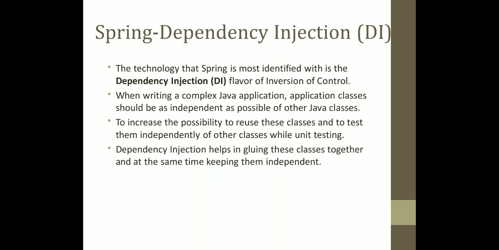Okay, so in development of Java application, it is important to keep the application classes independent as much as possible of other Java classes. And why is this important? Because it increases the possibility of reusability and independent testability of the classes. Okay, so using dependency injection, it is possible to integrate these classes while keeping them independent.